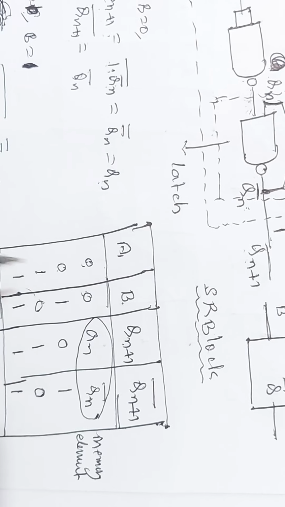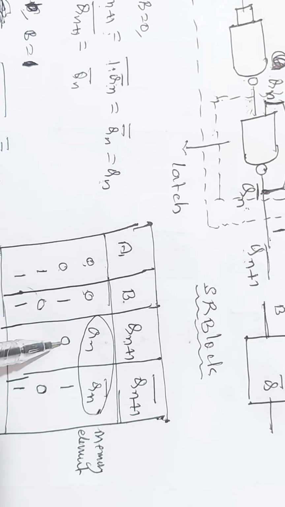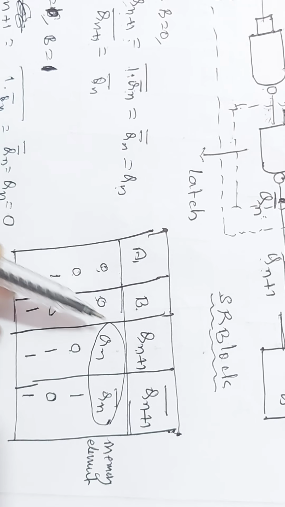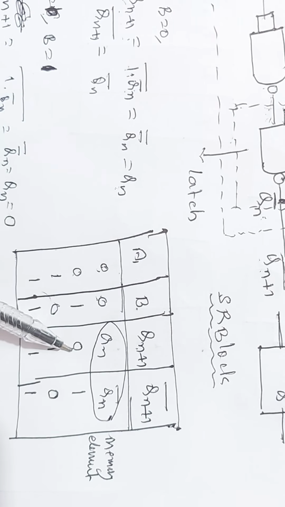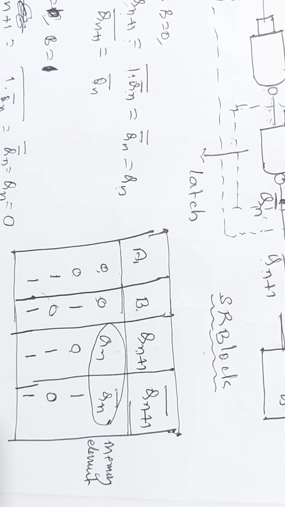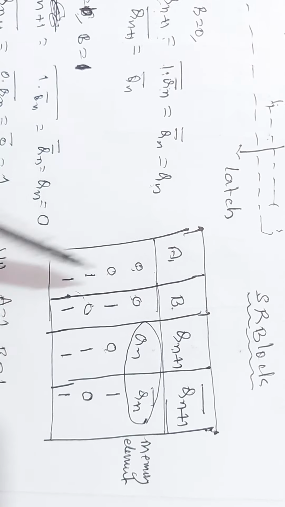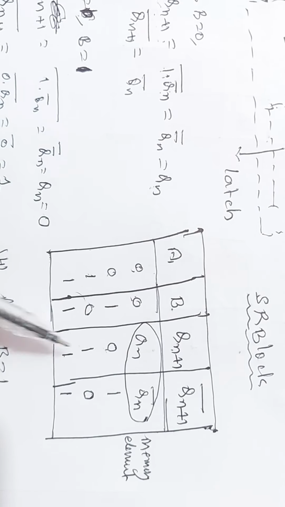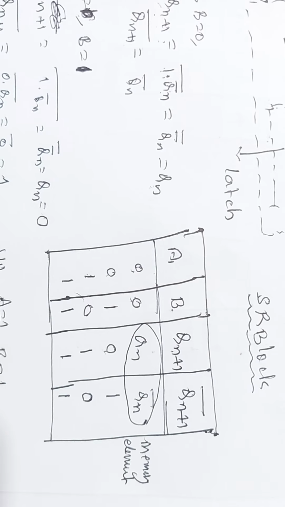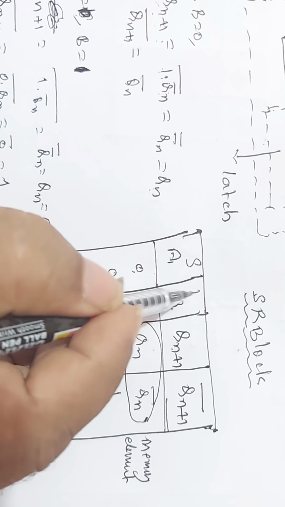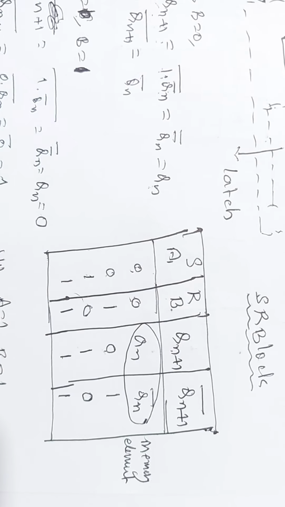In the second case, when A equals 0, let us consider Qn plus 1 as the output. When A equals 0, the output is 0. That is, the output is reset, 0, and there is no information. When A equals 1, the output is also 1. That is, we say that the output is set. The flip-flop is set. Therefore, we can call the inputs A and B as S and R, set and reset inputs.